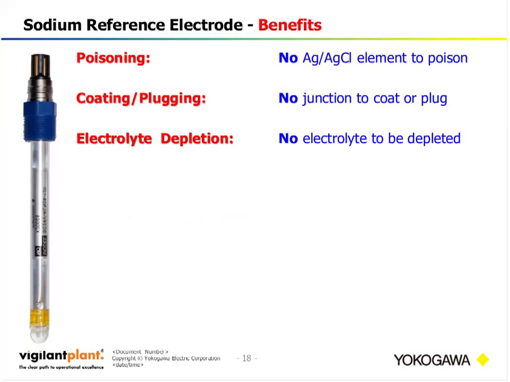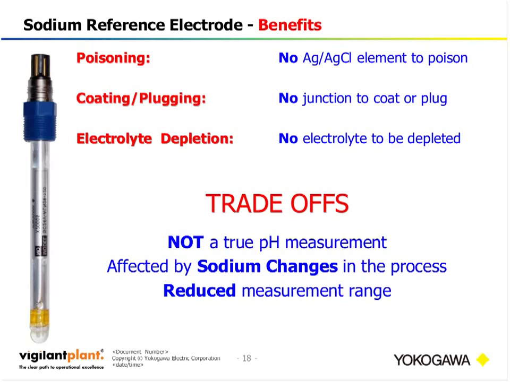Well, not quite, actually. There are some trade-offs to consider. Just like the variety of different standard reference electrode designs, some designs work better in certain applications, and no one solution solves every problem. While the sodium reference does overcome some of the problems we deal with by using a standard reference, it does have a few drawbacks to consider if we're to gain the best results when using this style of reference electrode. Some of the trade-offs are that it's not a true pH measurement, which we just discussed, and it is affected by sodium changes in the process, and it has a reduced measurement range.